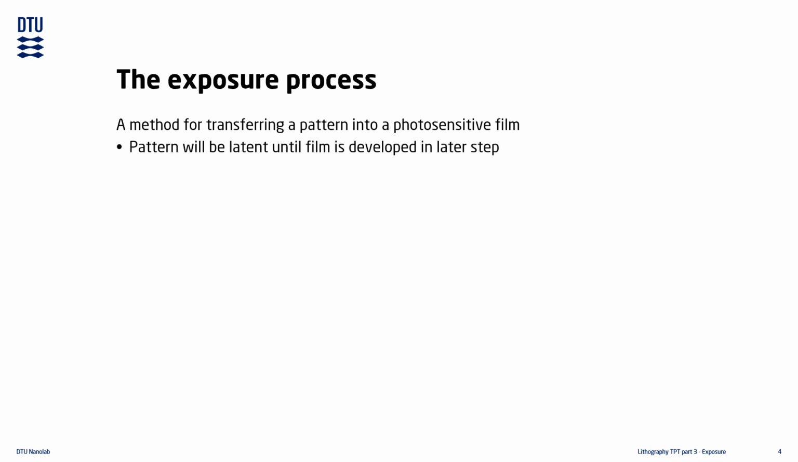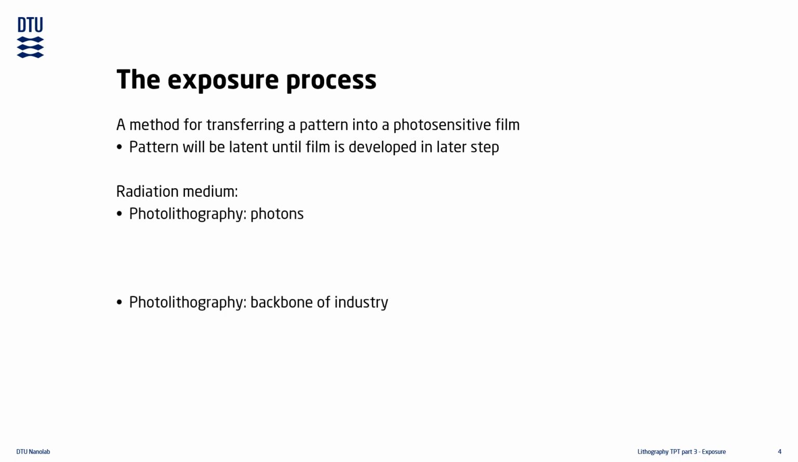In broad terms, we have three different types of photoresists, two of which are not technically photoresists. The resists are made for specific radiation types, which is what defines the resist type. We have resists that are sensitive to photons, which are correctly called photoresist. These are used for photolithography, which is the backbone of the entire semiconductor industry.